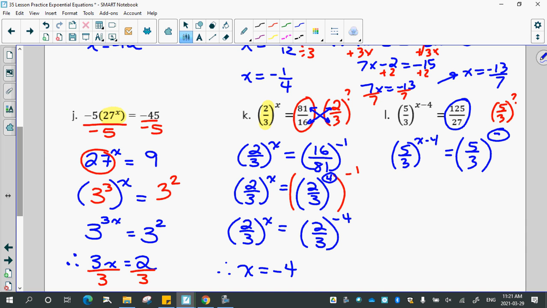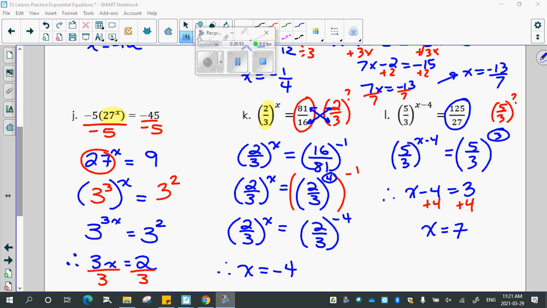3. 5 to the third is 125. 3 to the third is 27. Okay. So now I've got both sides are a base to an exponent. So therefore, x minus 4 equals 3. And I want to get x by itself, so I'm going to add 4 to both sides. So x is going to equal 7. Okay? So that is solving exponential equations. Awesome.